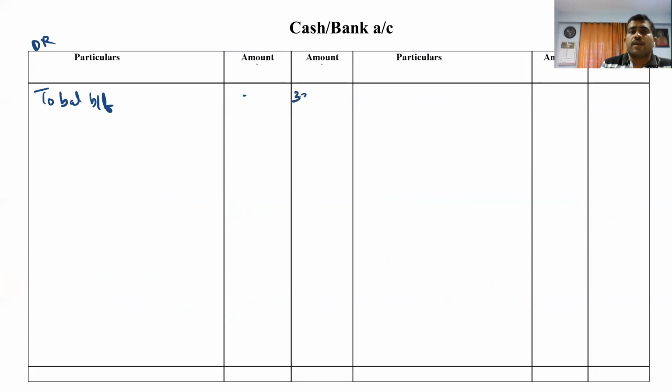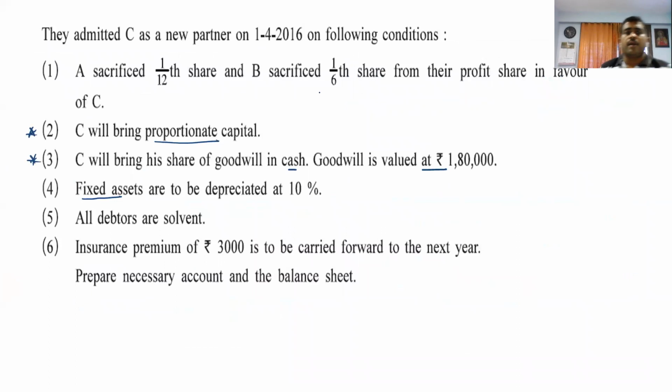So friends, now we are ready with our first adjustment. So let's see that. A sacrifices 1/12 share. I think we have done that. B sacrifices 1/6 share. That also we have done. C will bring proportionate capital. For proportionate capital, always remember, we have to find the closing balance, and that will come after closing of revaluation. Goodwill point we have done in working. If you remember, C will bring his share of goodwill in cash. Goodwill is valued at 180. We have done that in working. We are left with the sum.